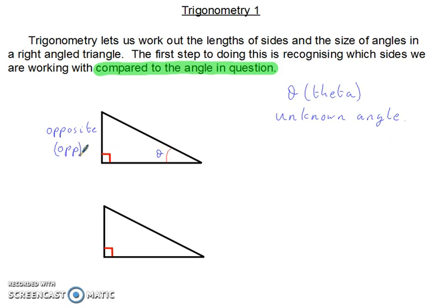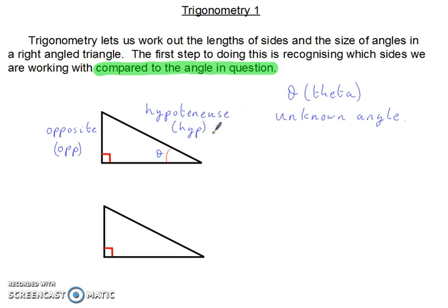Now then, the longest side on the triangle, you can recognise that it's this one here because it's the other side to the right angle. Special name for this, we call this the hypotenuse. It's the longest side on the triangle. We'll shorten this normally to HYP, hype.